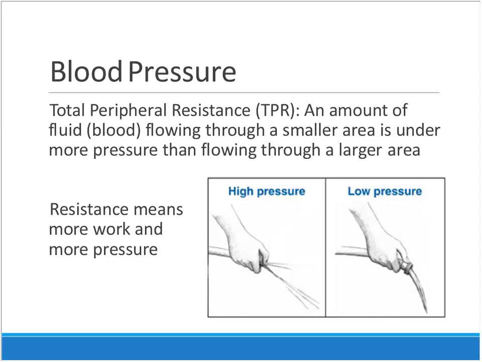And last is total peripheral resistance. An amount of fluid flowing through a smaller area is under more pressure than flowing through a larger area. If anybody's ever played with a water hose without the faucet on the end, you may place your thumb over the end to squirt somebody really good from a very far distance. When you put your thumb over the opening, you are reducing the area through which the water is able to flow. You create pressure.